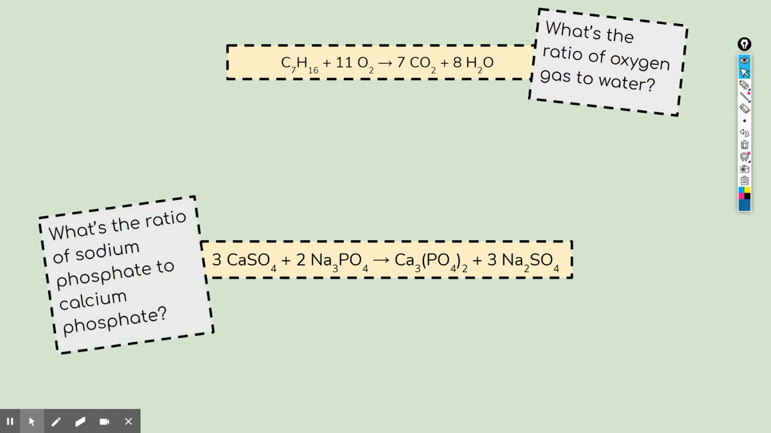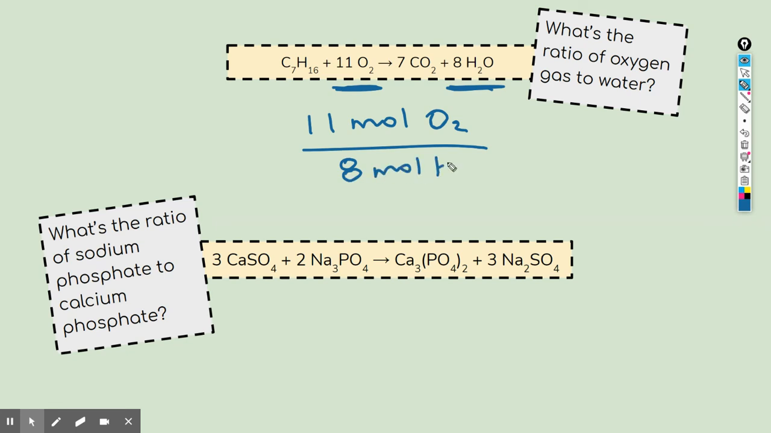And finally, y'all go ahead and try this one. Pause the video and hit play when you're ready. So what is the ratio of oxygen gas to water? Here's oxygen, here's water. That would be 11 moles of O2 for every 8 moles of water.